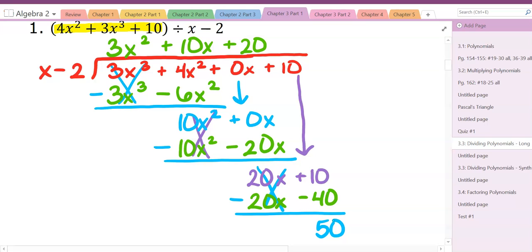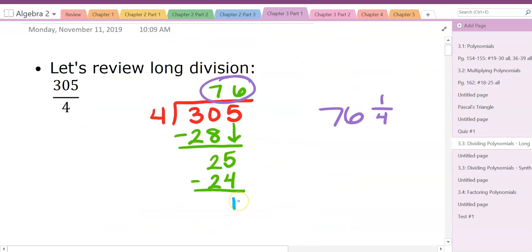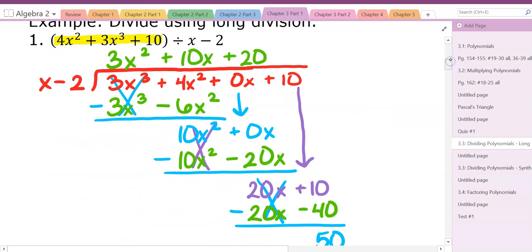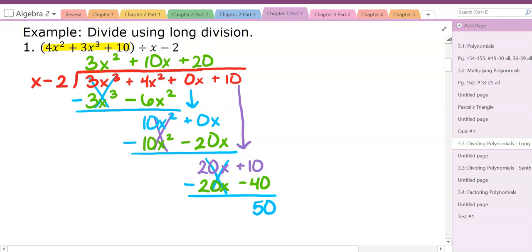Okay, so like before on that problem up above when I did just numbers in long division, remember how I wrote the remainder? I took that 1 that was down here at the bottom, and I put that over the 4 that we divided by. You're going to do the same thing for these polynomials. Instead of having just a 1 and a 4, I've got 50, and the thing that I divided by was x minus 2, so it's like this quantity.